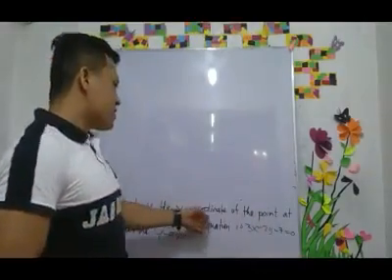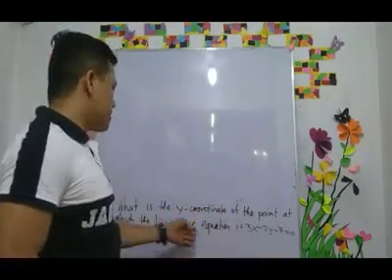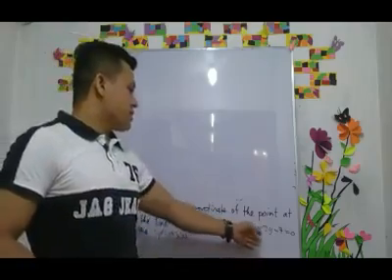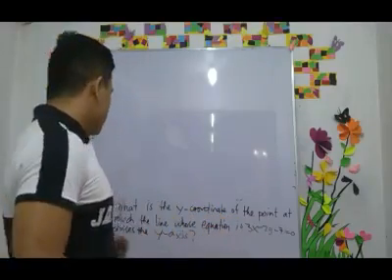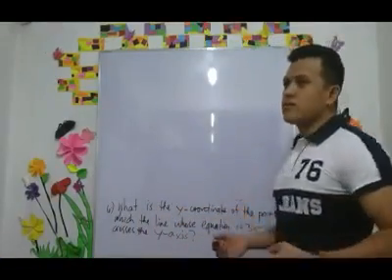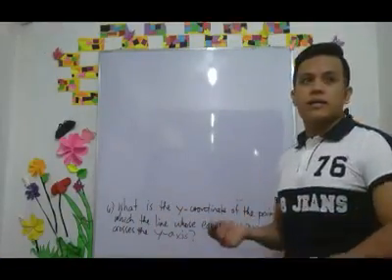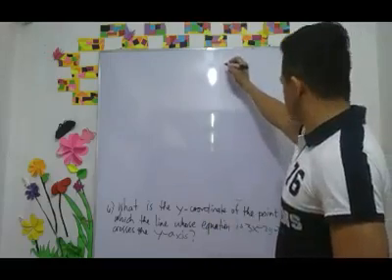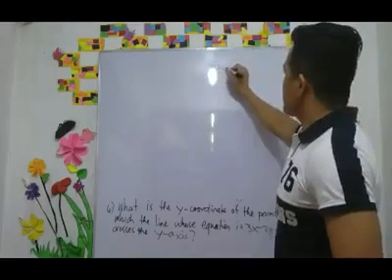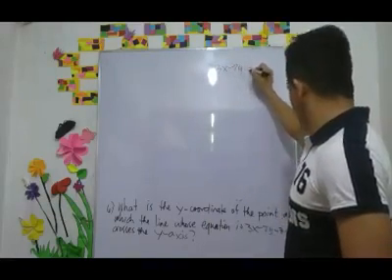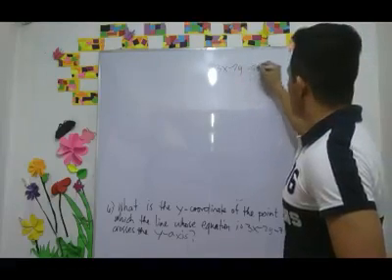What is the y-coordinate of the point at which the line whose equation is 3x minus 2y minus 7 equal to 0 crosses the y-axis? So here, when it crosses the y-axis, we're solving for the y-intercept. Okay? So there you go. 3x minus 2y minus 7 is equal to 0.